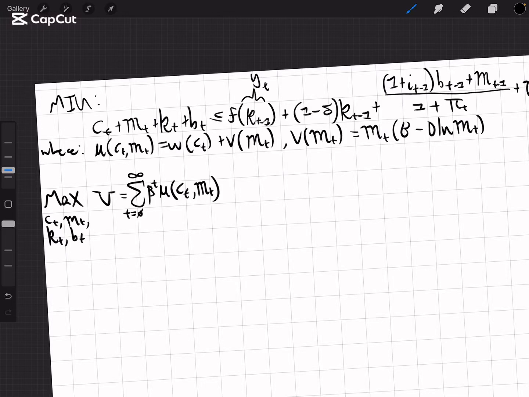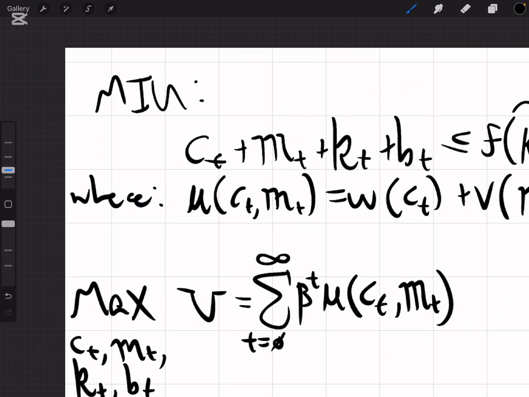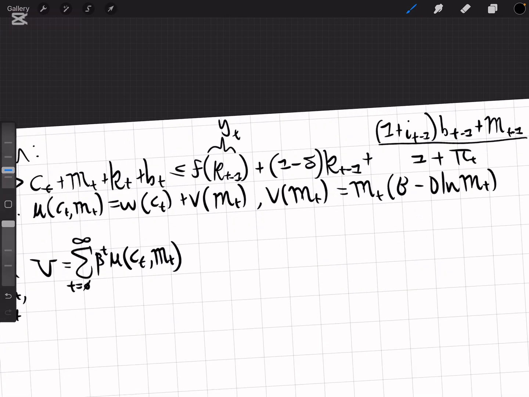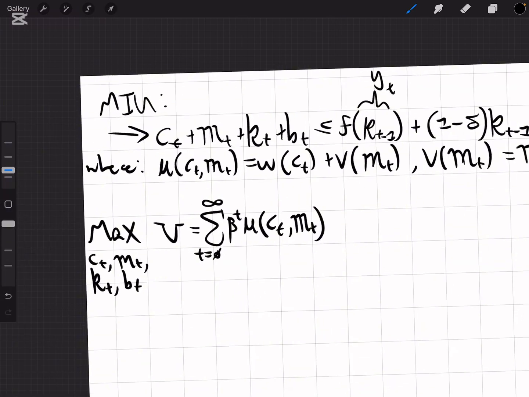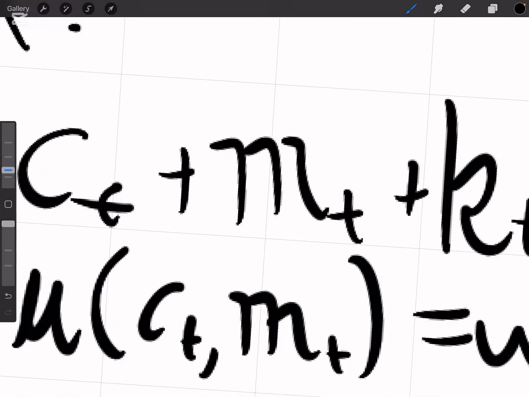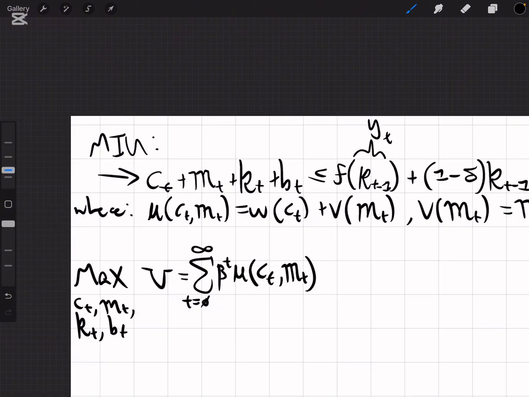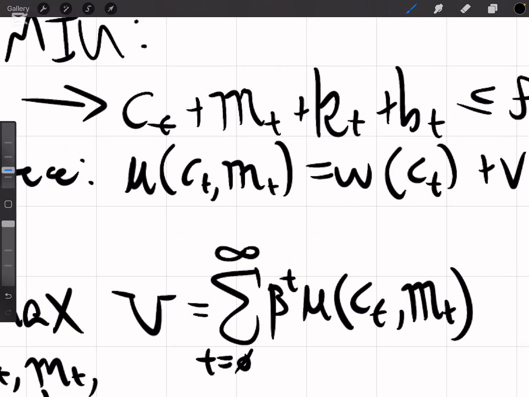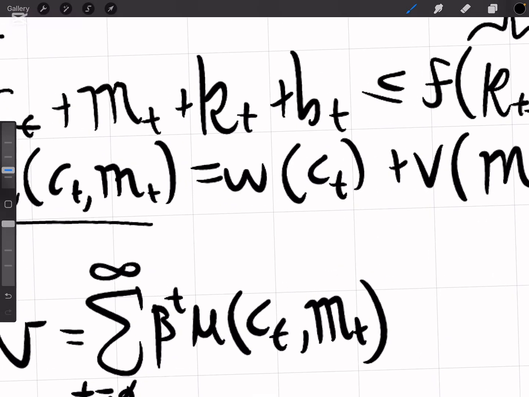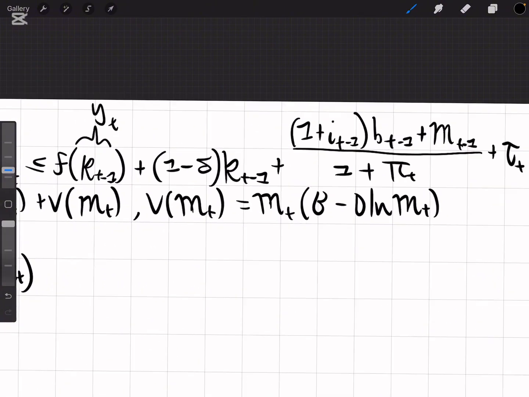Hello everybody, we're going to be working through this money in the utility function model, and here it is. So the first line I have here, as you can see, this is your constraint, and because it's a money in the utility model and not a cash in advance model, we only have this constraint here, and then we've sort of defined the utility of CT and MT as such.